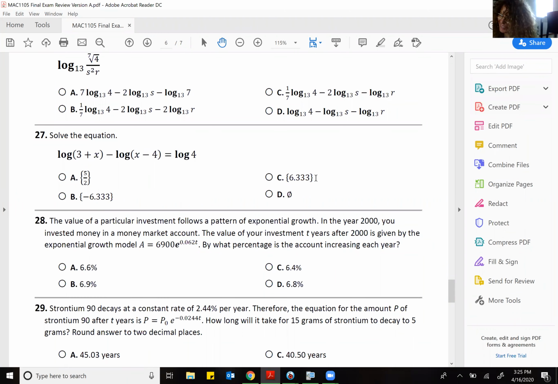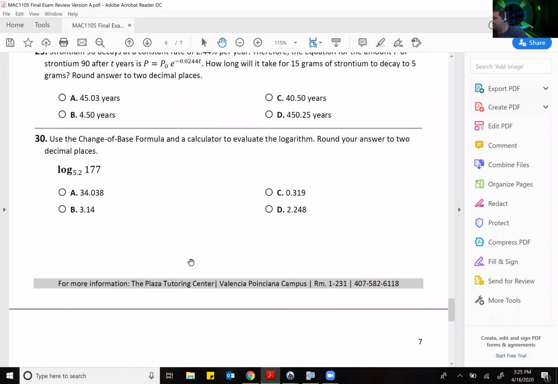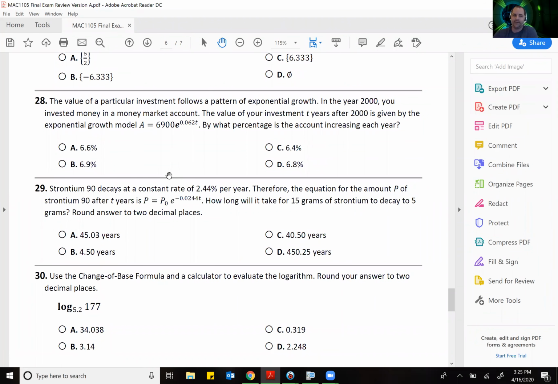All right. So 28 and 29 are coming from 6.8. Number 30, it's going to jump back, and number 30 is going to come from 6.5. Okay? But number 30 will just be a calculator use. All right, but number 28 and 29 are 6.8. Number 30, 6.5. All right, and that will wrap up the exam.